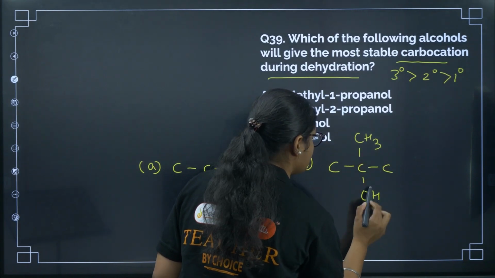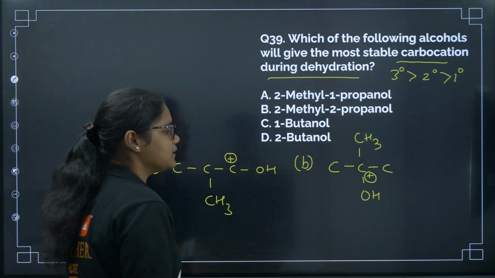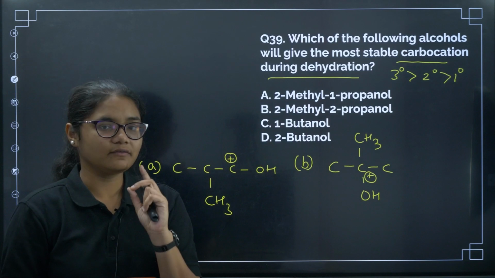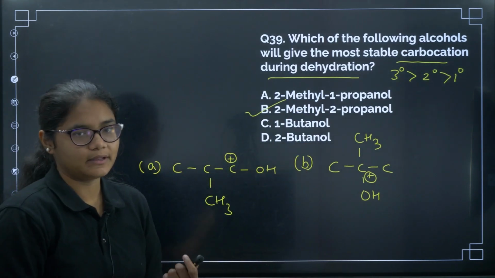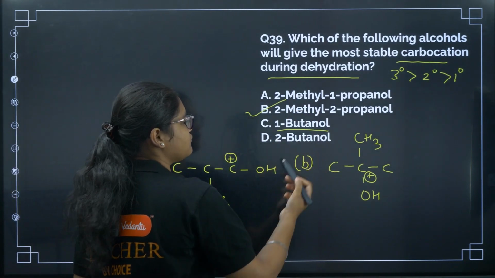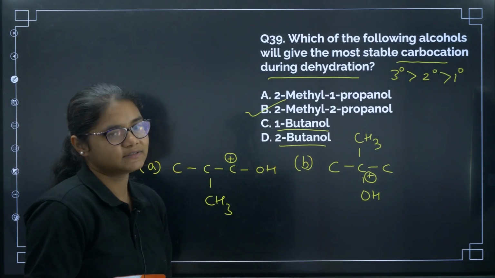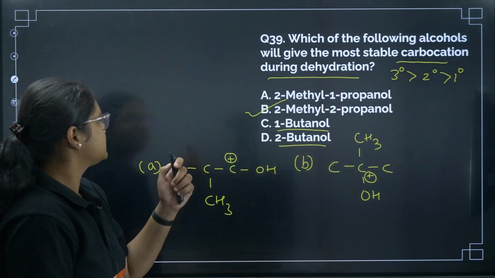Now here if this one goes, we will get a carbocation here. This carbocation is a tertiary one, which is highly stable. So the correct answer for this question will be option number B. 1-butanol will also give you primary and 2-butanol will give you secondary. Okay, so let us see the next question.